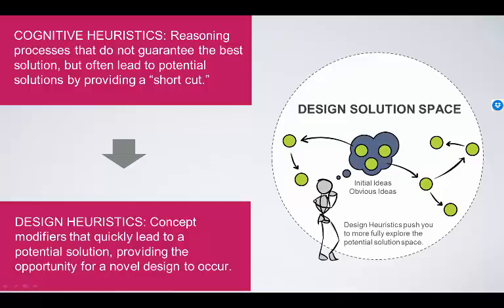Heuristics, in this sense, are reasoning processes that do not guarantee a best solution, but often lead to potential solutions by providing a shortcut. The design heuristics are shortcuts that quickly lead to a potential solution. They are based on strategies observed in expert designs. By applying a heuristic to a new design problem, generating a new potential design occurs more easily. The design heuristic method addresses many of the common barriers we have mentioned in the previous two lessons that are known to affect idea generation.